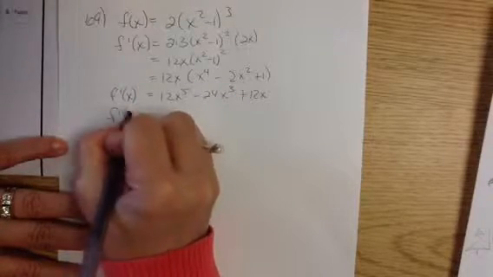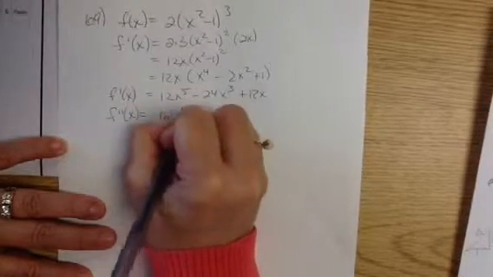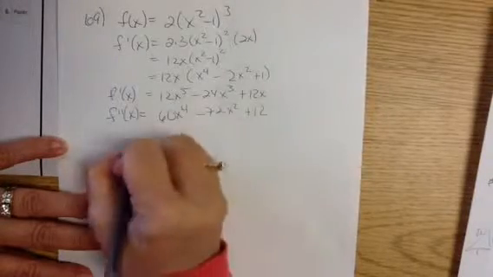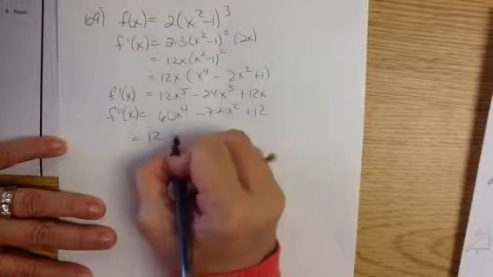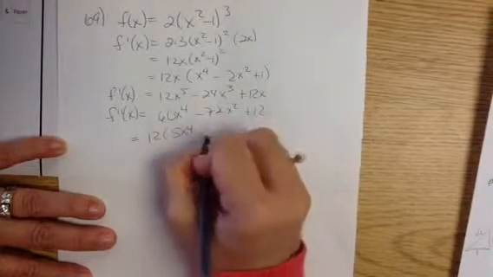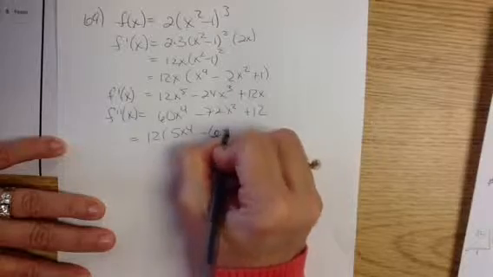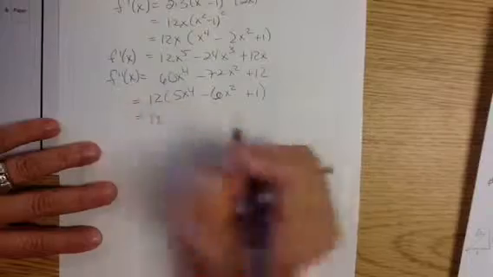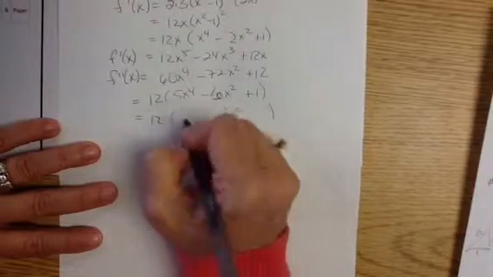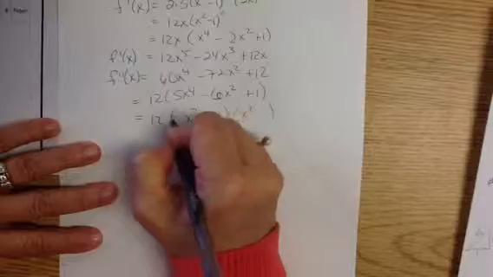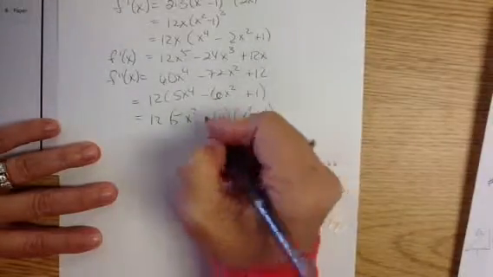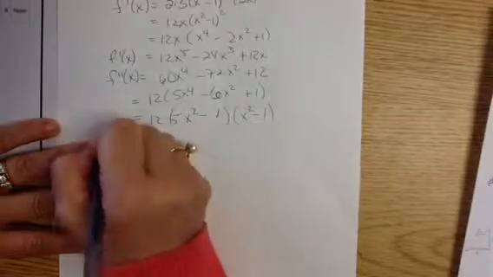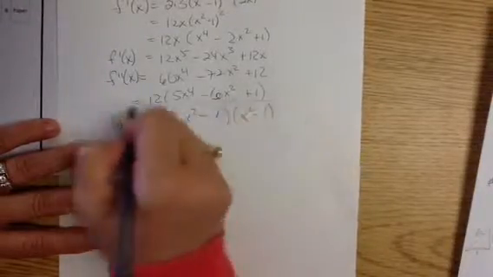So now the second derivative is going to be 60x to the 4th minus 72x squared plus 12. 12 goes into all of them, so I'm going to factor it out. 5x to the 4th minus 6x squared plus 1. Now let's see if we can factor this out some more. I can have x squared, 5, 1, 1, minus, and I end up getting that middle term. So here is my second derivative, all factored out.